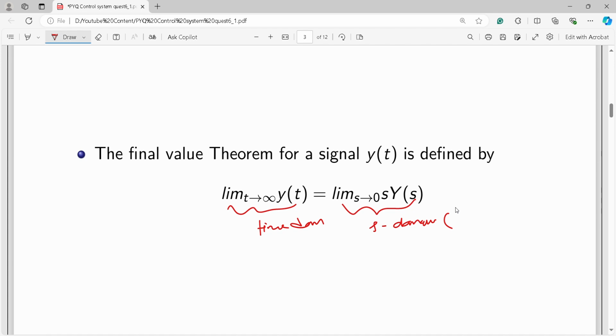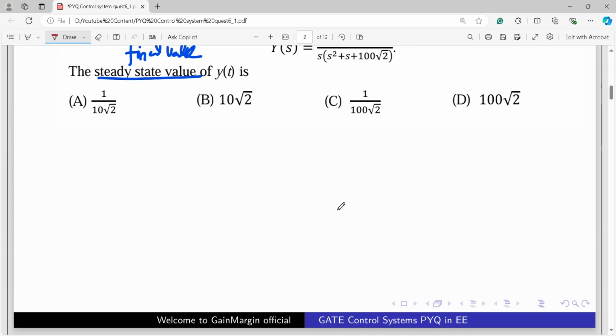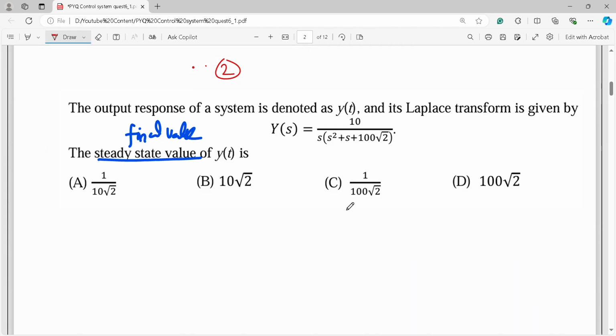So what is the meaning of the final value theorem? It means the given signal's Laplace domain is given, and without converting again to the time domain, straight away we can find the final value of the system using the final value theorem.